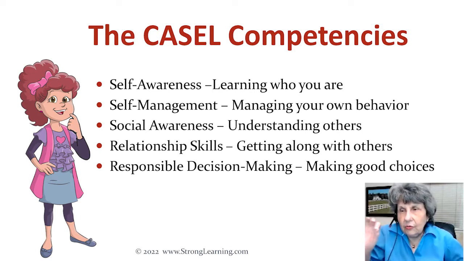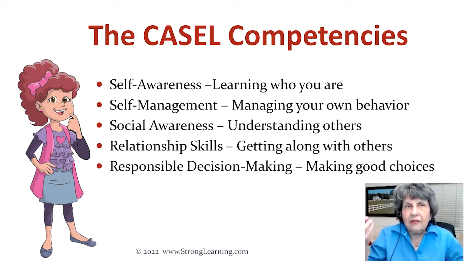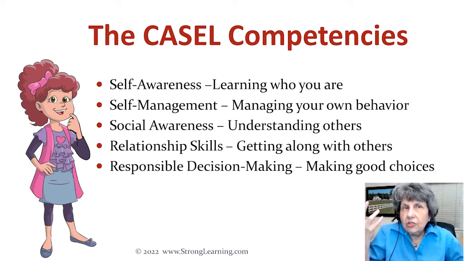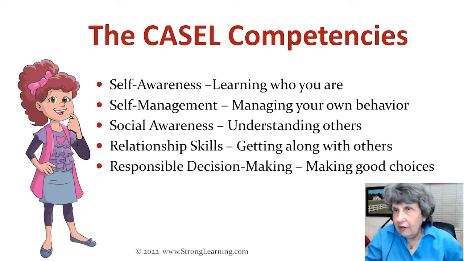Self-management, managing your own behavior. That's when the child is running all over the room, and those are coping skills, and they're having a tantrum. Once you know who you are, you still have to manage who you are. Self-management. Social awareness is their third competency. Social awareness, understanding others. Like, they look different than I do, I don't want to play with them. Their skin's a different color. Their eyes are different. I don't want to be with them. Social awareness.